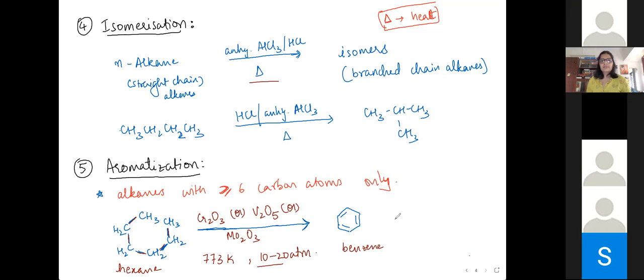Cool. Is everyone done noting down both of these? Yes. Cool. So here, all you have to note or remember or focus on is what reagent we're using. Otherwise, the rest of it is pretty simple, straightforward. यहाँ पे isomer हो रहा है, यहाँ पे aromatic compound आ रहा है. Just remember these things.